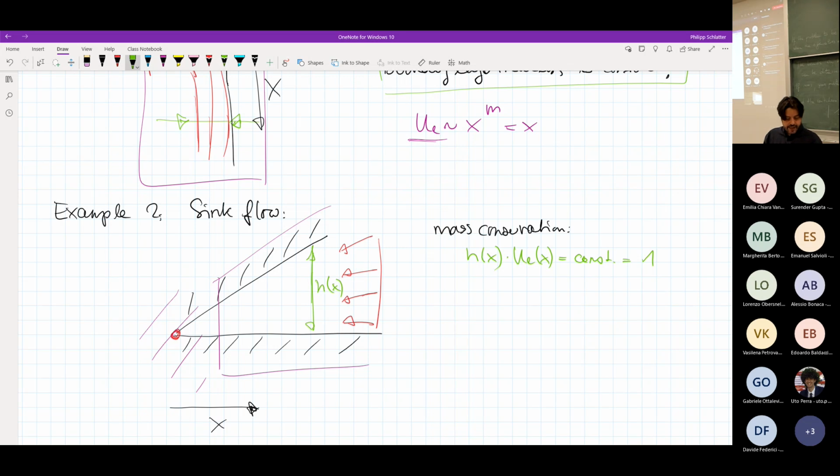That means at the end of the day that I can say my ue of x would be 1 over h of x, and vice versa. Now in this case, I have h being x. That's my linear increase of the thickness. So that means my ue of x is just 1 over x. Again, I'm removing all scalings. All the prefactors are removed. It's just the principal dependence on x that is relevant.